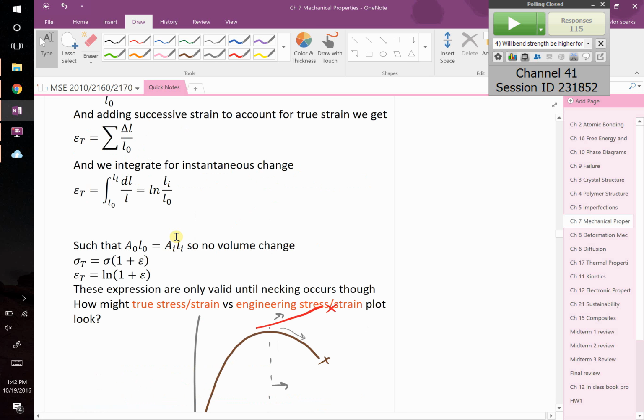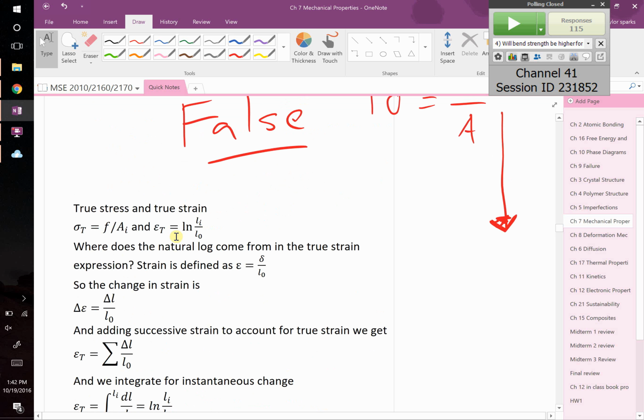So let's talk about the instantaneous change real quick. True stress and true strain: the true stress is going to be the force divided by your instantaneous area, not your initial. Sorry, I said not, I mean instantaneous. True strain is written as the natural log of your instantaneous length divided by your initial length. Where in the world did natural log come from?